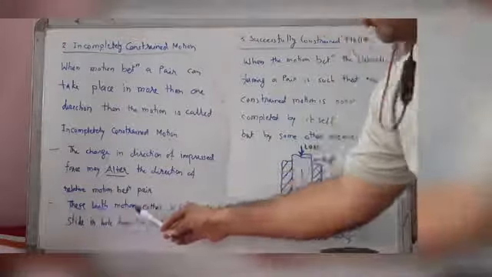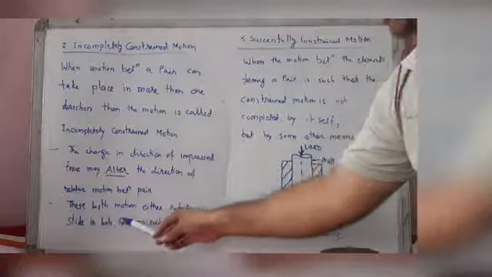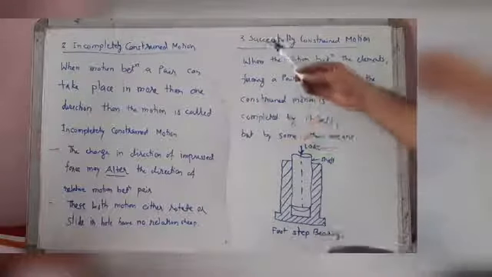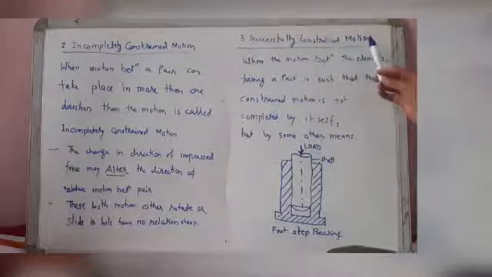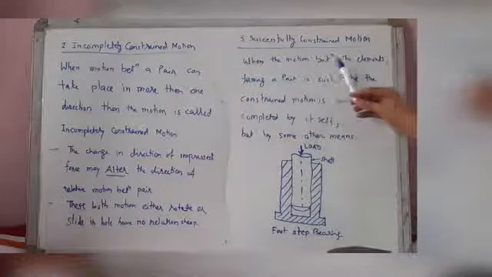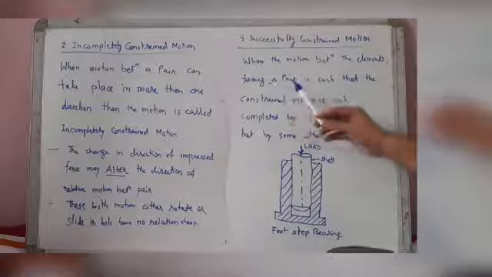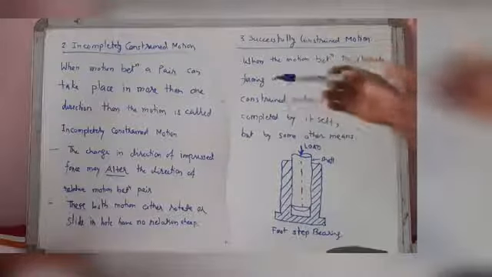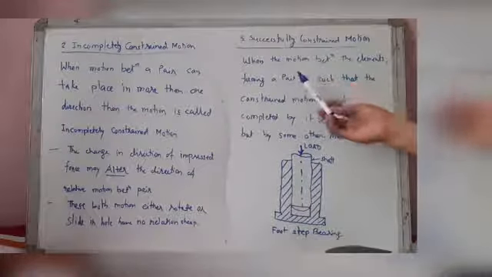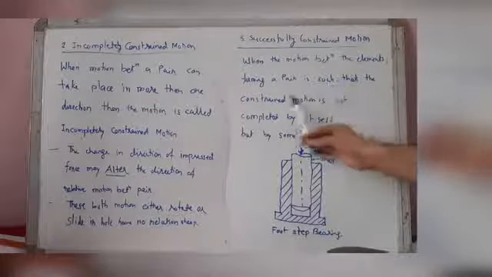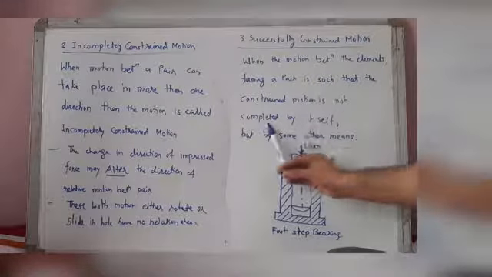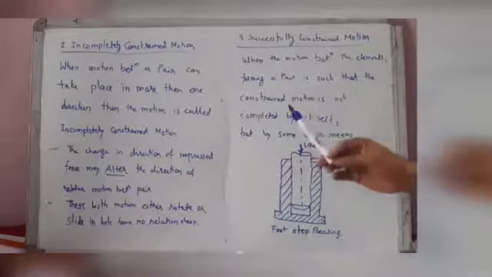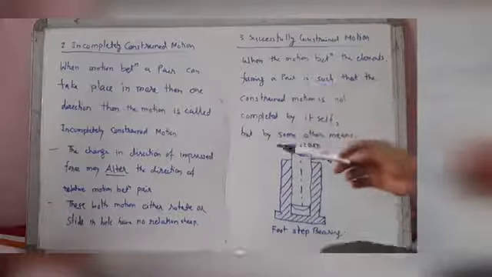So these both motions, either rotating or sliding in a hole, have no relationship between them. Then the third is successfully constrained motion. When the motion between the elements forming a pair is formed by different parts, such that the constrained motion is not completed by itself, it means the parts cannot perform the constrained motion.